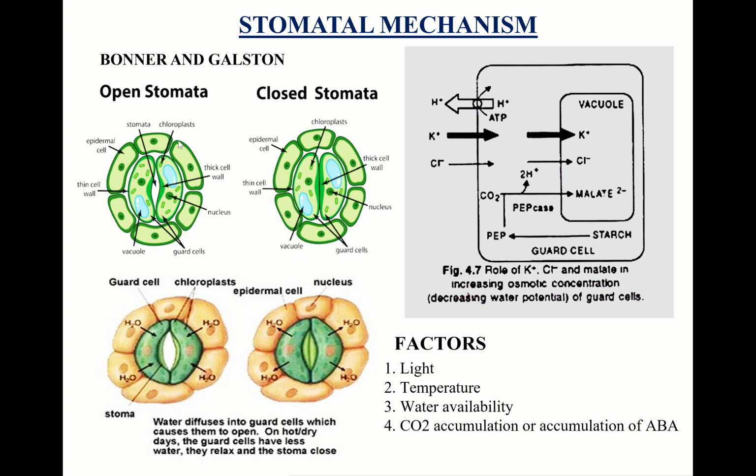This is the structure of the stomata. This is the stomatal pore, and this bean-shaped structure which you are seeing here is the guard cells, and it has a rich amount of chloroplast, nucleus, and vacuole. The surrounding cells are called subsidiary cells.